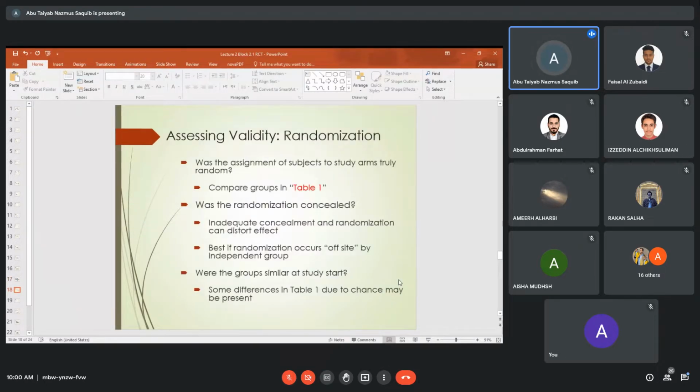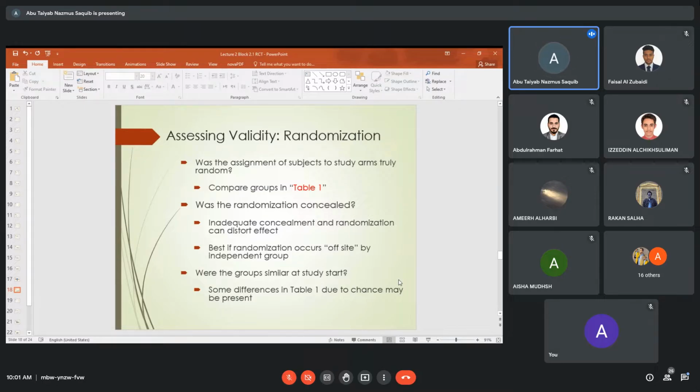When you are assessing validity, you will assess, has the randomization been done properly? Because there is a proper way to do the randomization and there is an improper way. Read the method section and see how the randomization was done. If the randomization was done by a computer, a random number table, or a third party, probably the randomization was proper. Look at whether the randomization actually worked.